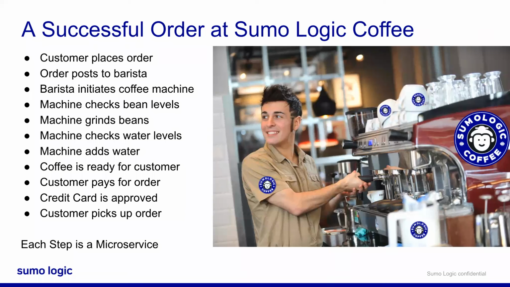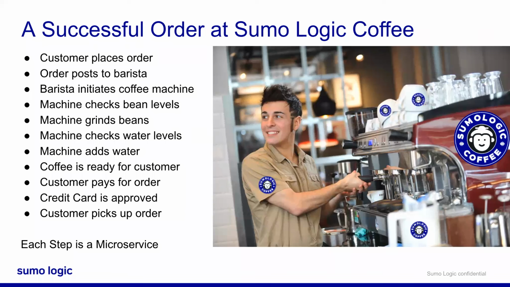The order is going to post to the barista. So the barista is going to get that order, and then he or she is going to get that coffee machine running. They're going to initiate the coffee machine, and the coffee machine is going to do a lot of the heavy work. It's going to make sure it has an adequate amount of ingredients and then grind those ingredients, or those beans more specifically. It's going to make sure it has an appropriate amount of water to create that cup of coffee. And then it's going to add that water to the coffee to produce coffee. It's going to do its magic, and then that coffee is going to be ready for the customer.